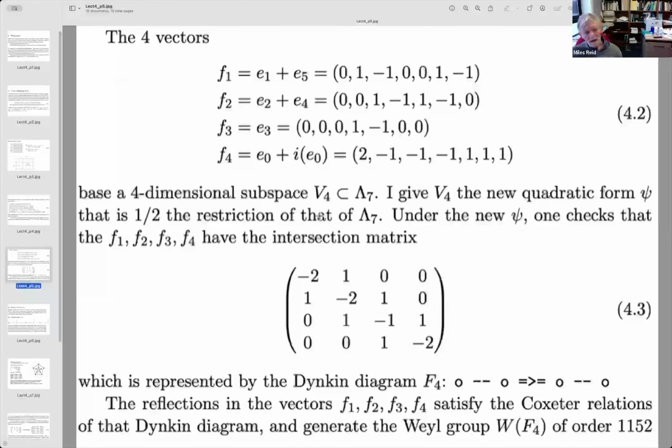Yes, so the involution also acts on the root system. I told you the names for my roots. E1 was this one, 1 minus 1, 0, 0, 0, and E5 was this last one. If I take the sum of the two, I get this. And then the same with the others. So these form a four-dimensional subspace of the Lorentz space L7.